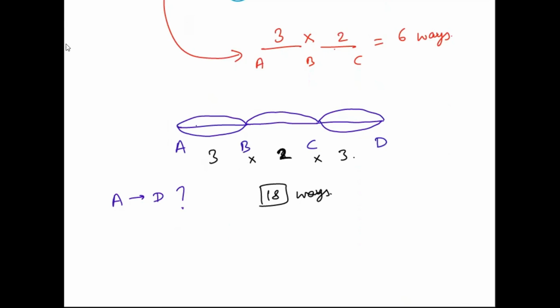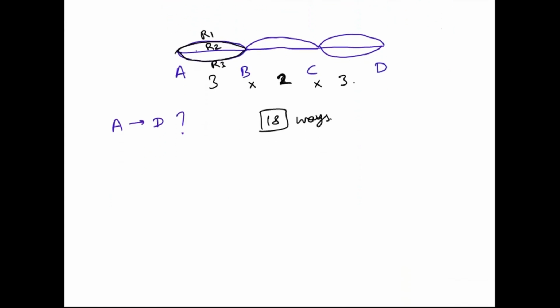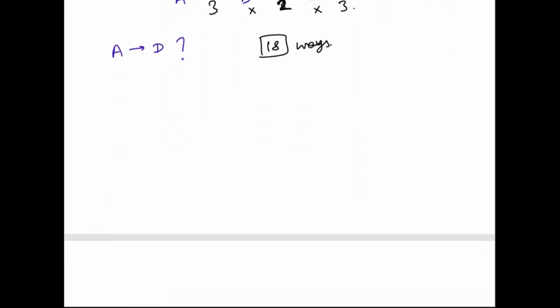Okay. And when you are choosing from A to B, you can either choose route 1, or you could choose route 2, or you could choose route 3. So I'm using "or". "Or" signifies plus, and "and" stands for multiplication. Okay. I hope this concept is clear. Now, let me talk about one example.